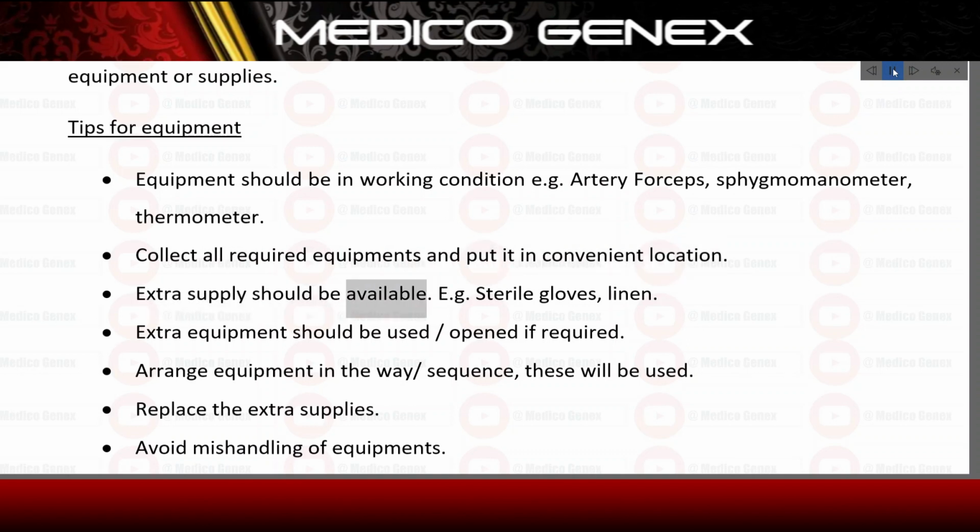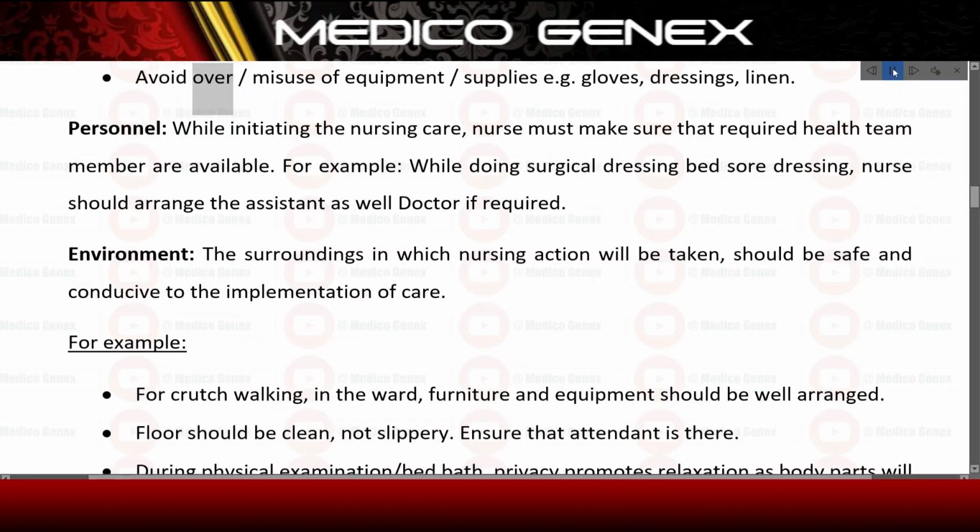Collect all required equipment and put it in a convenient location. Extra supplies should be available, e.g. sterile gloves, linen. Extra equipment should be used or opened only if required. Arrange equipment in the sequence in which it will be used. Replace the extra supplies. Avoid mishandling of equipment. Avoid over-use or misuse of equipment and supplies, e.g.